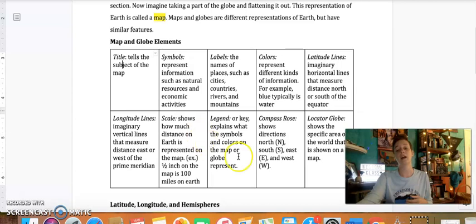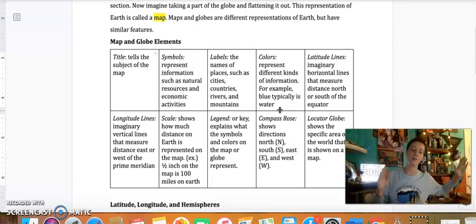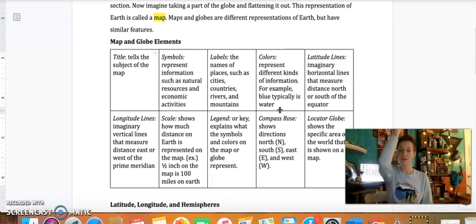That next one we're looking at is the compass rose, and it shows us the directions, all right? And on a compass rose, you have north, south, east, and west. How do I remember what those mean? Never eat soggy waffles. North, east, south, west. Never eat soggy waffles.